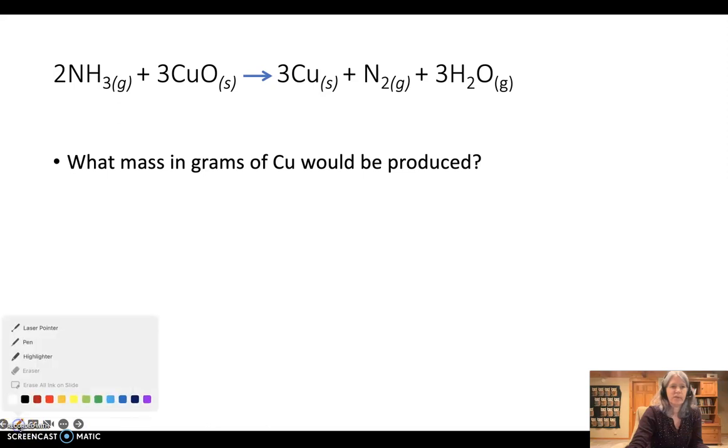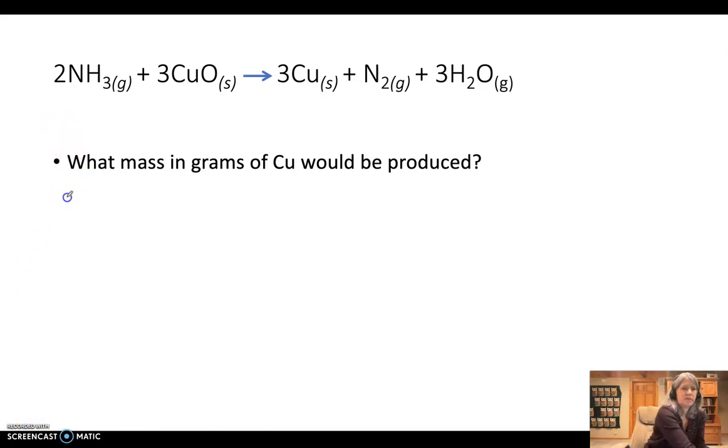So let's remember where we began. 28.2 grams of ammonia. And we want to know this time the mass in copper. So over here, I want to have an answer that is in grams of copper. Okay, so the way I'm going to do that again is use my balanced equation.